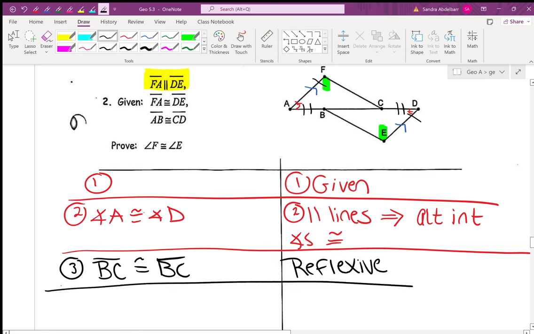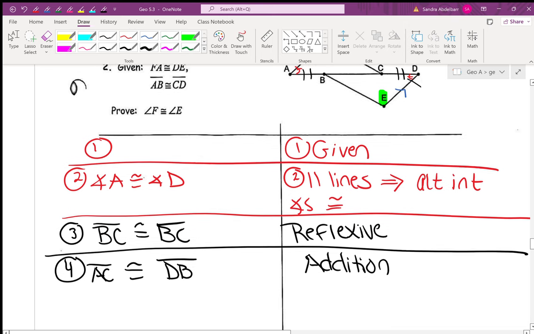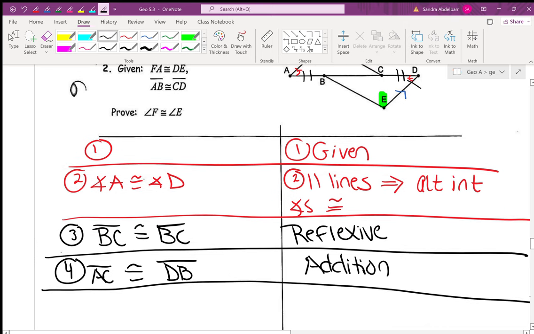So we're expanding on our theorems. So now we're going to have AC congruent to DB, addition. I just realized. Yes, Simon. Could you theoretically use these theorems to prove angles congruent? That's what we're doing. We got angle A and D congruent using the theorem.